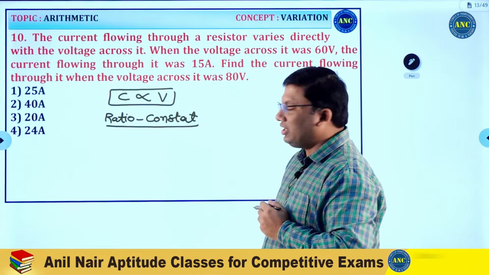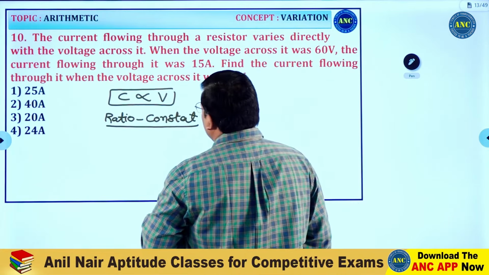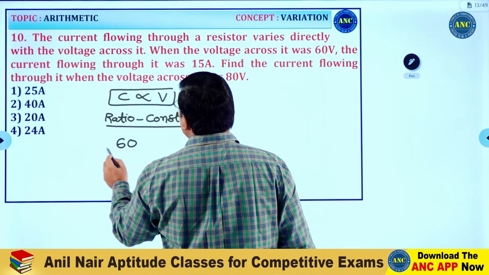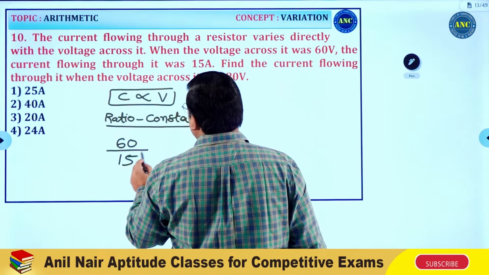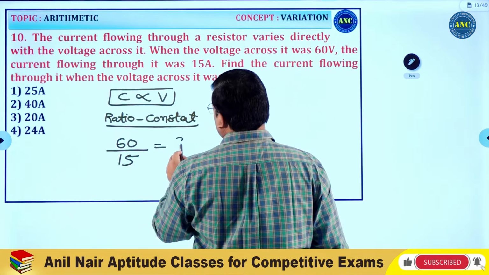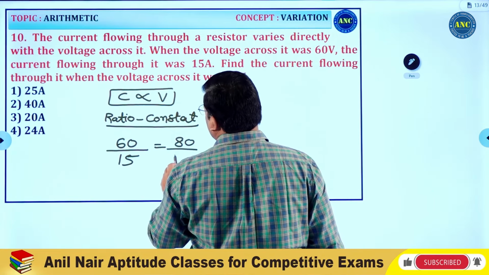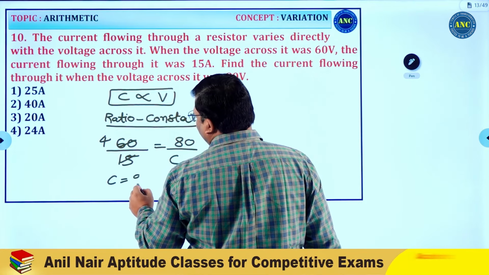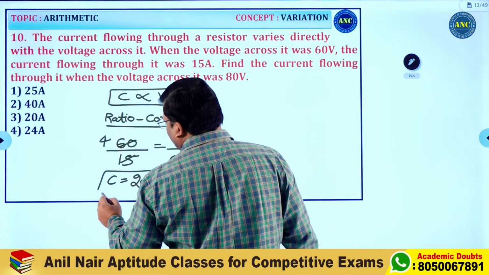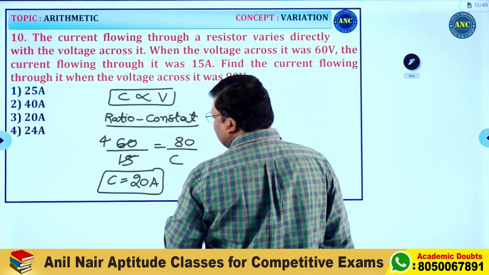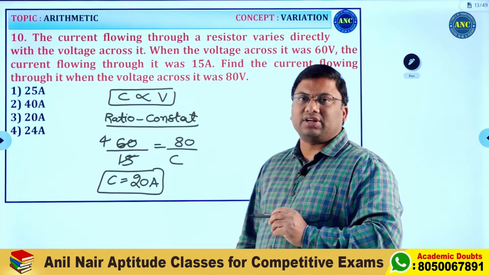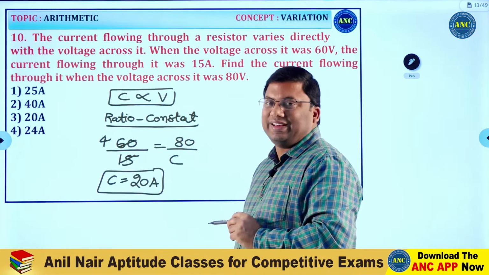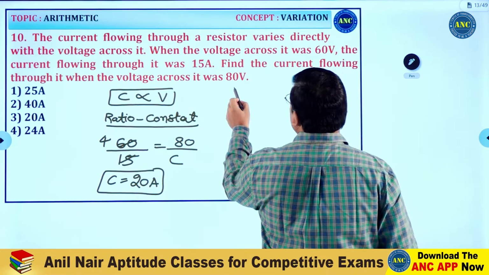So if I see here, voltage is 60, current is 15. V by C is constant. Voltage is 80, current how much? 15 4s are 60, so 80 by 4 is 20. 20 amps is the answer. Direct proportion, what is constant? Ratio is constant.